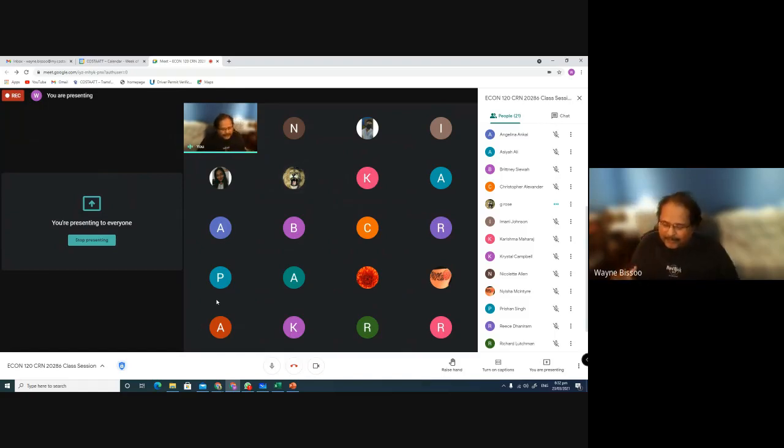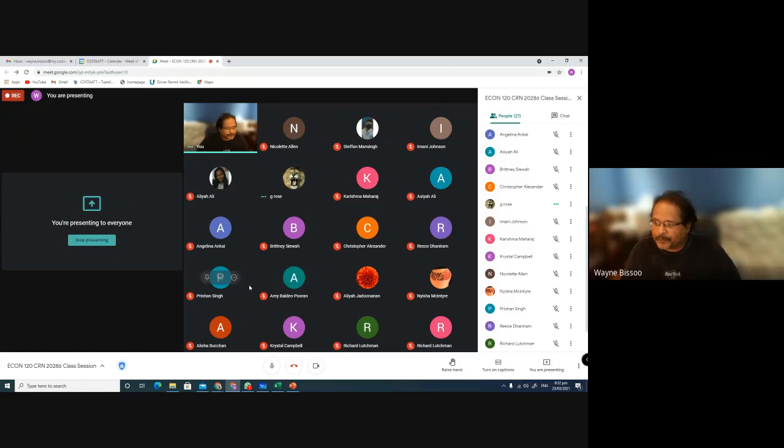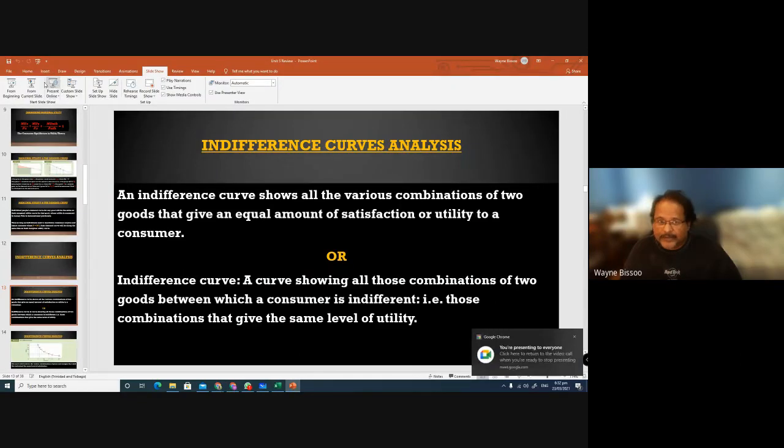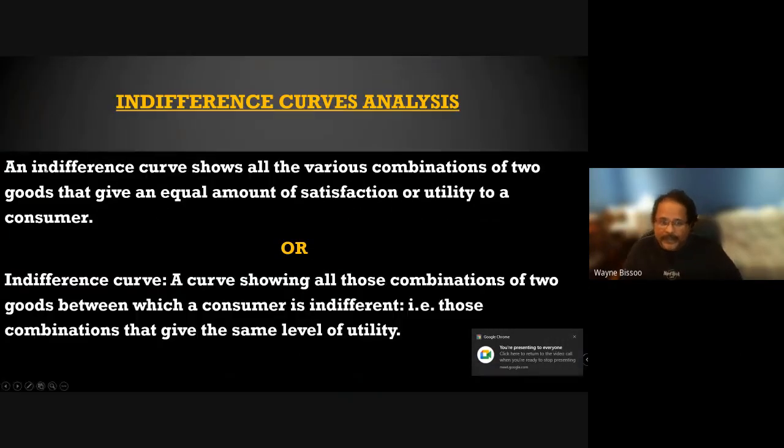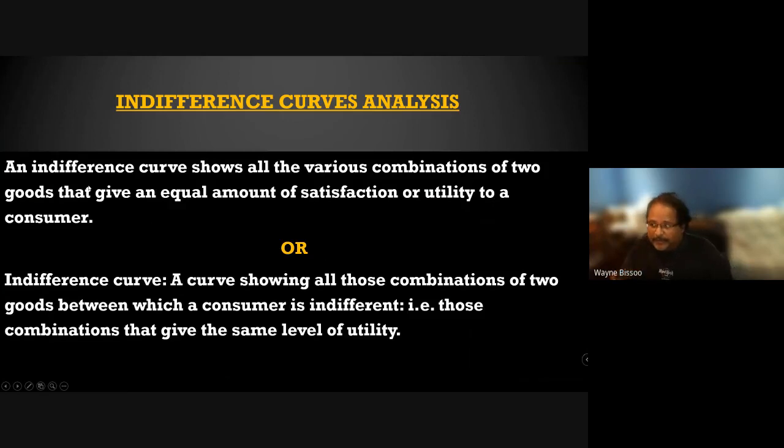It's important we understand that, because that concept of indifference is going to be important for us to understand where this particular concept is going to go. All right. So let's look at it here in more detail now. So we said an indifference curve shows all the various combinations of two goods that give an equal amount of satisfaction or utility to a consumer. The indifference curve is a curve showing all those combinations of two goods between which a consumer is indifferent, that is, those combinations that give the same level of utility.